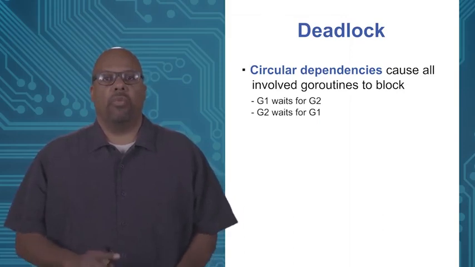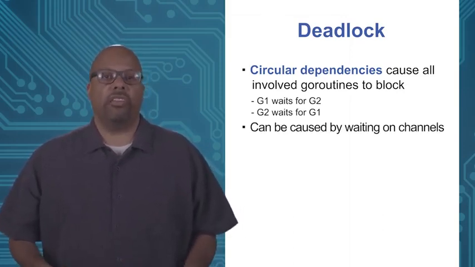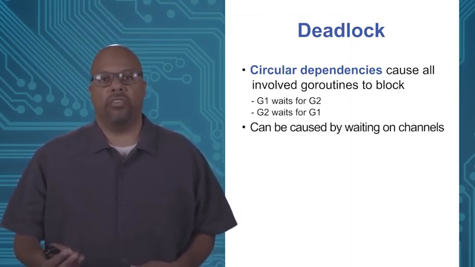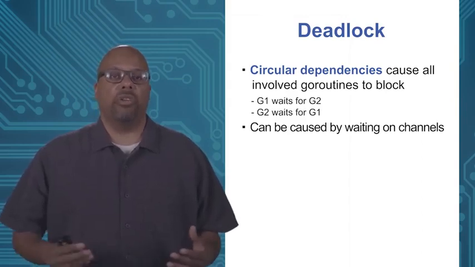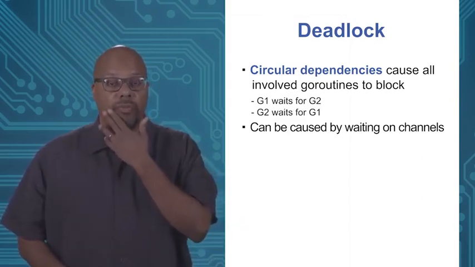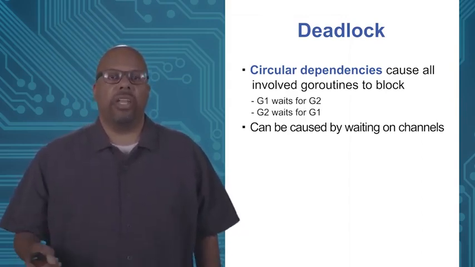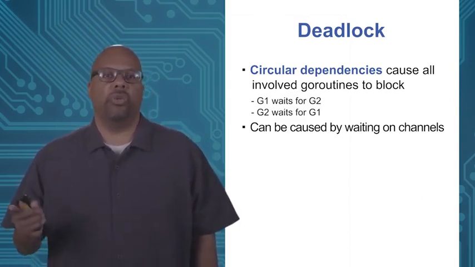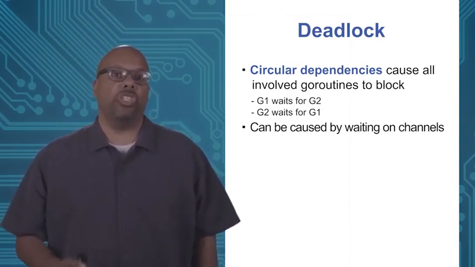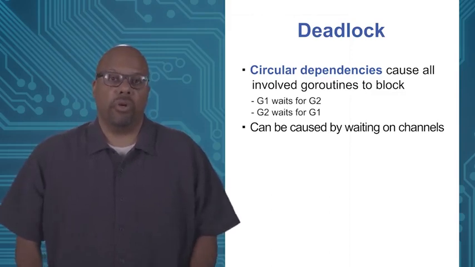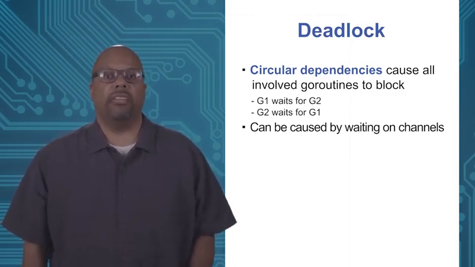So this can be caused by waiting on channels. It can also be caused by waiting on mutexes, waiting for the unlocking of a mutex, but it can also be caused by waiting on channels. This type of circular dependency, where G1 waits for G2 and G2 waits for G1, is what you need to avoid in your code. So it is up to the programmer to avoid making such dependencies.